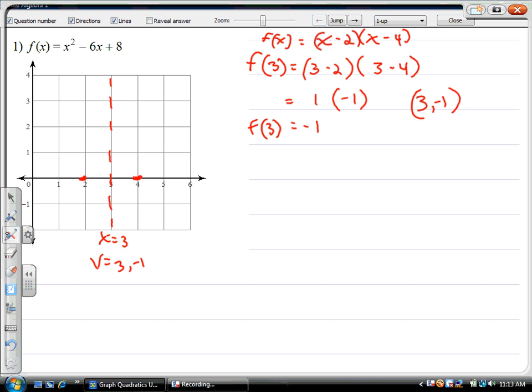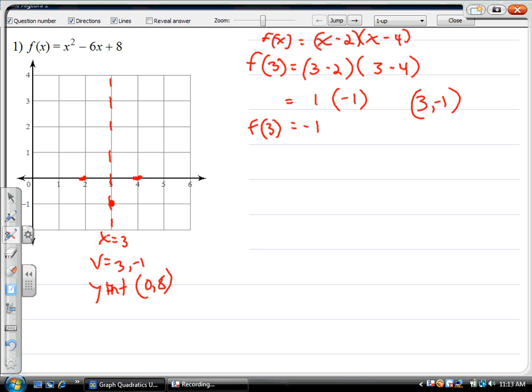So that point would be right here, (3, negative 1). From here, we can do a couple of things. We know our y-intercept is going to be 8, because f of 0 is going to get us 8. So where x is 0, our y would be 8. So our y-intercept is going to be (0, 8).